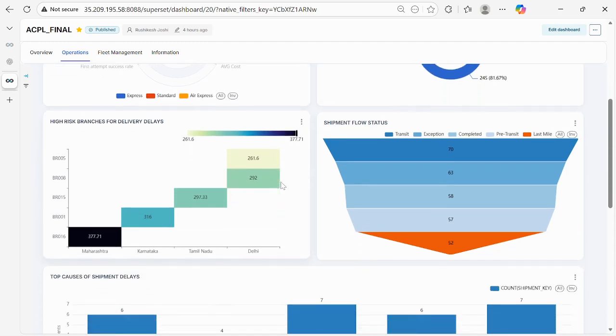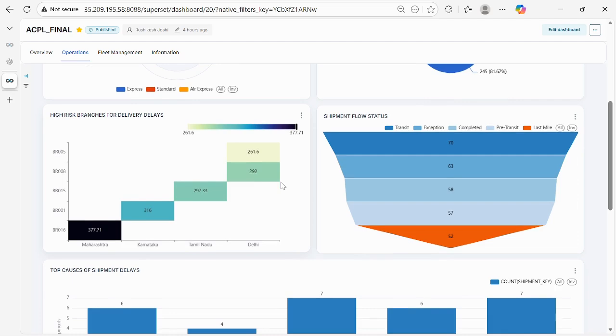The next chart is high risk branches for delivery delays. It is a heat map showing the top locations causing the most delay according to the states and specific branch. It allows the team to focus on a specific branch instead of guessing.